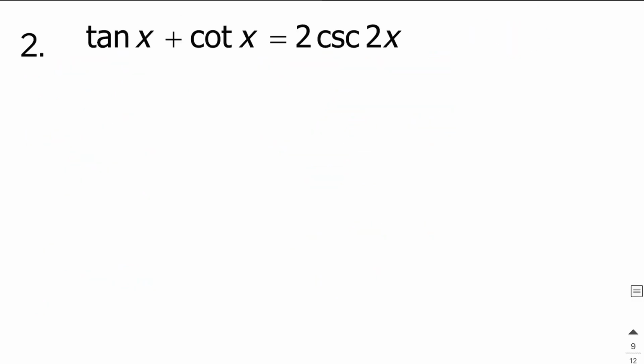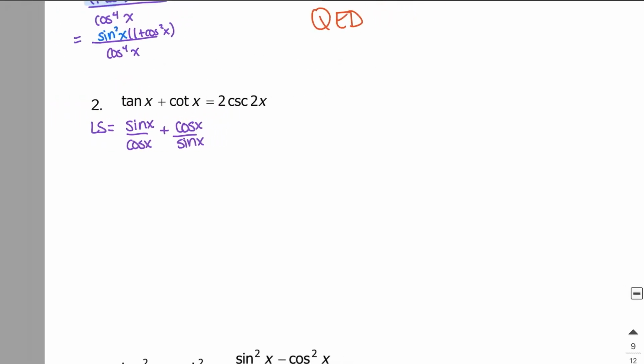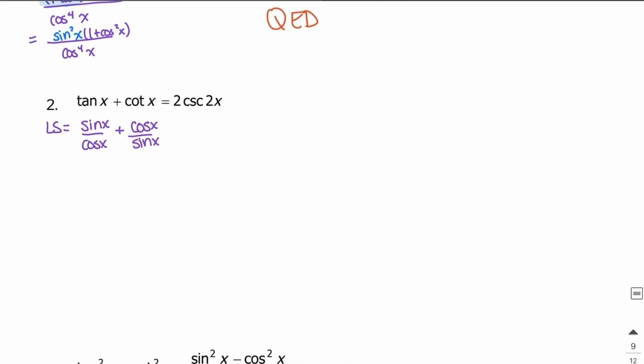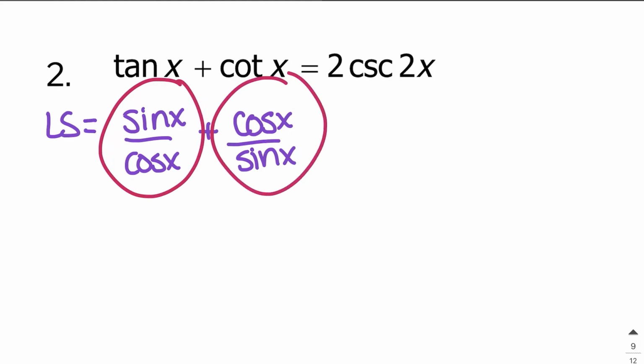All right, in number 2, with my left side, I'm going to rewrite tangent of x as sine x over cosine x, and I'm going to rewrite cotangent of x as cosine x over sine x. And again, our strategy of getting a common denominator is going to be helpful here, right? There's nothing more I can do to simplify this.